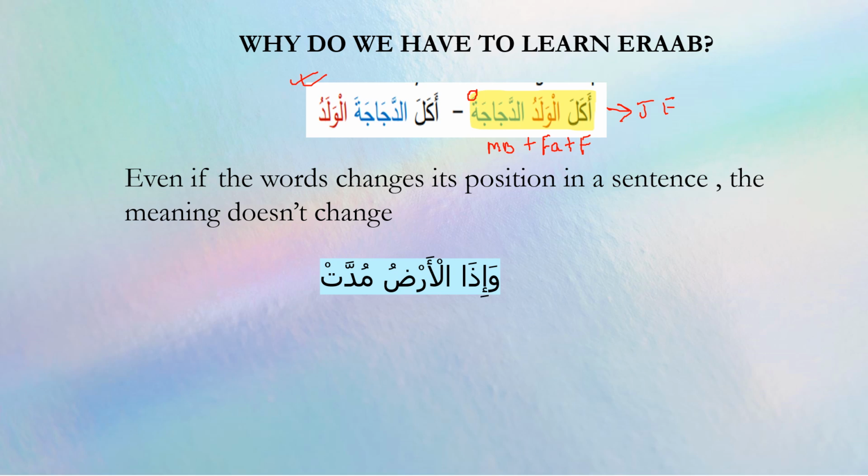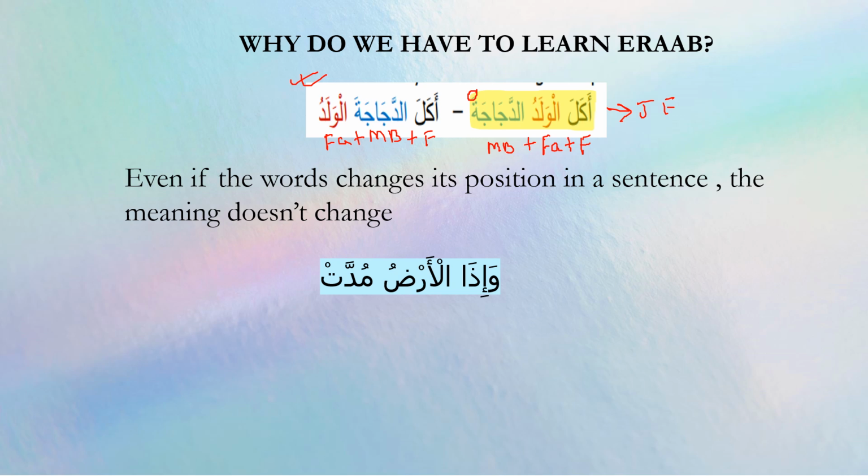And now when you see the second sentence, akala ad-dajjajata al-waladu, what is happening? The place of the fa'il is changed and the place of maf'ul bihi is changed. It has been interchanged. The maf'ul bihi has come before and the fa'il has been pushed back. So does the meaning of the sentence change? No, it doesn't change. Why? In Arabic sentences, it may happen, and many times in the Quran you will see maf'ul bihi has come first and the fa'il is coming afterwards.